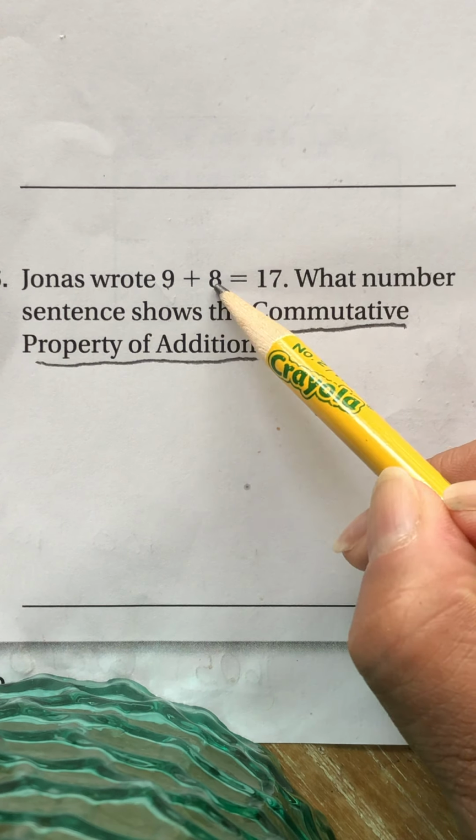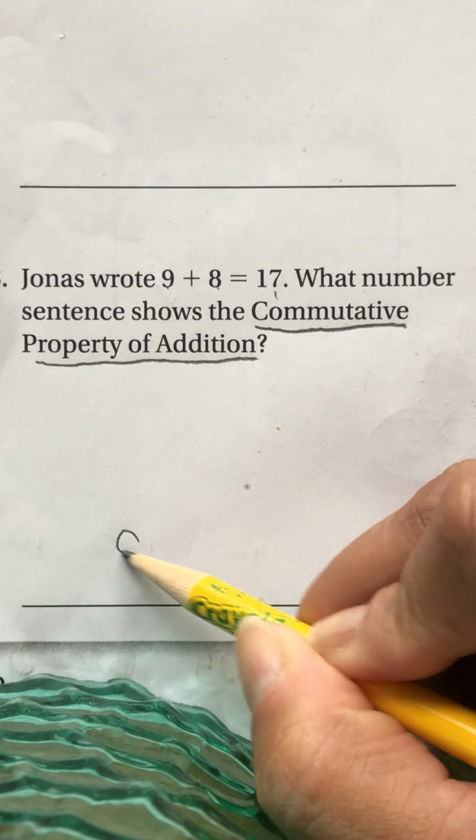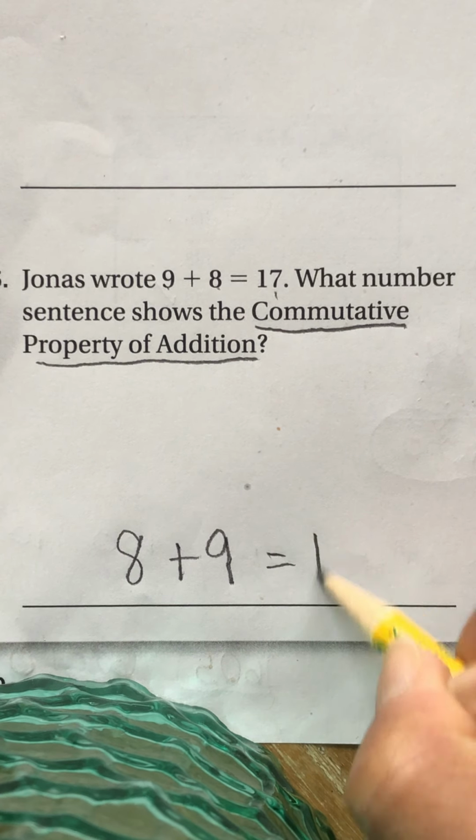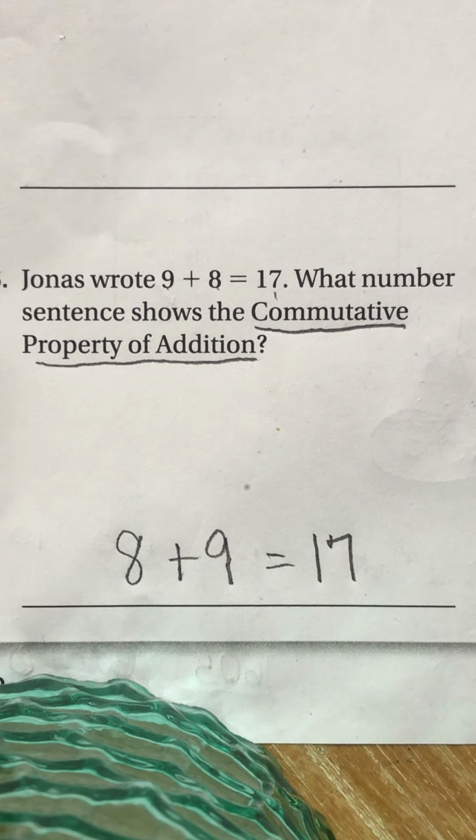So if 9 plus 8 is 17, 8 plus 9 is also 17. That's all the commutative property of addition means. Switch the addends, 8 and 9, and you're still going to get the same answer, 17.